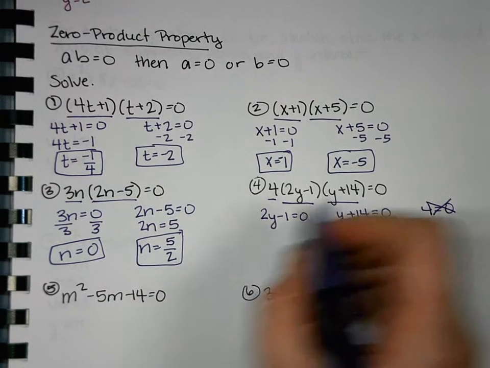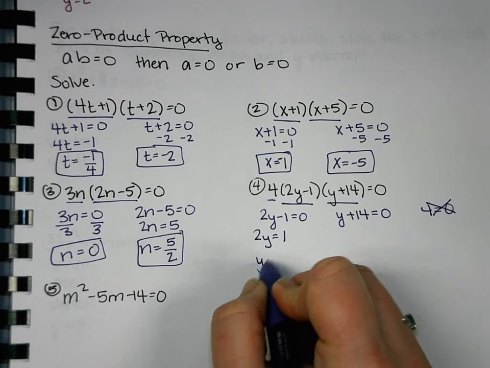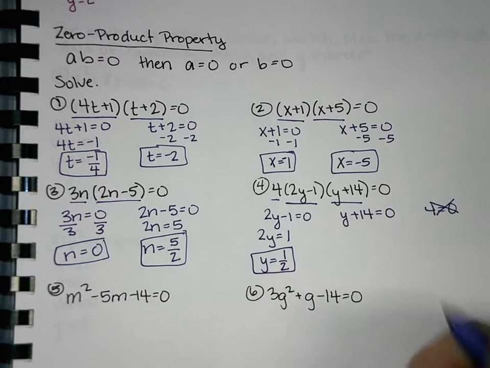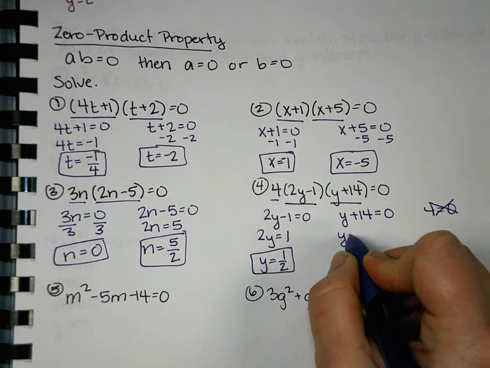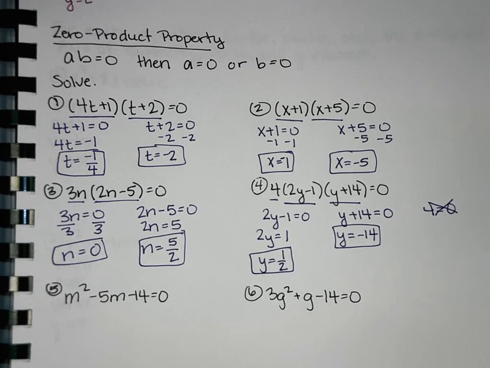So we're going to solve these two. So we add 1 to both sides, divide by 2, we get 1/2. There's one x-intercept. Over here we're going to subtract 14. There's our other x-intercept. Okay, so these first 4 were given to you already factored and already set up in the right form.